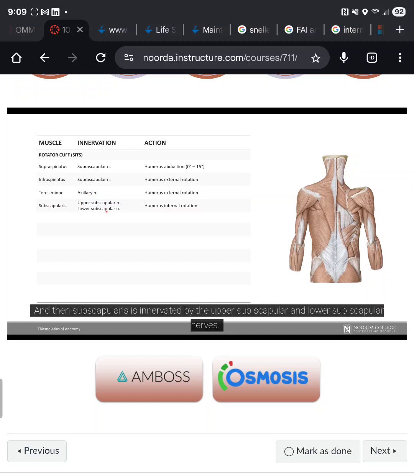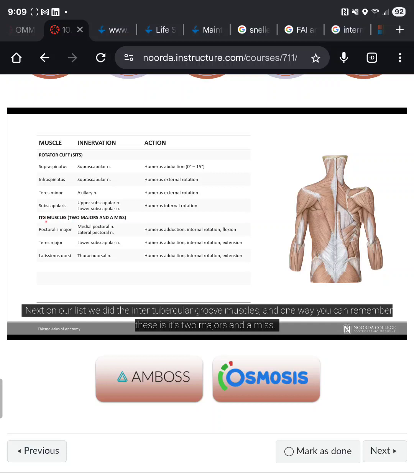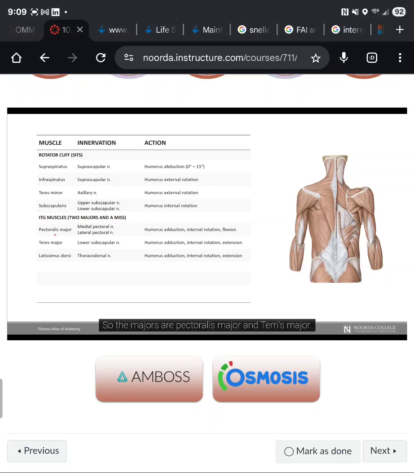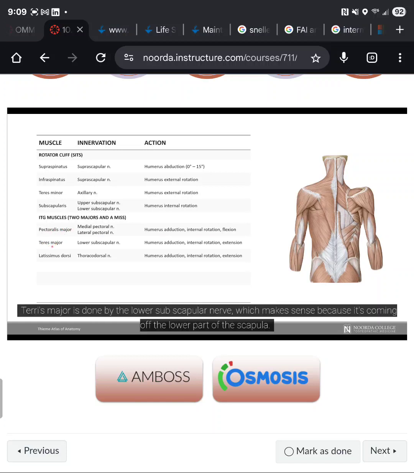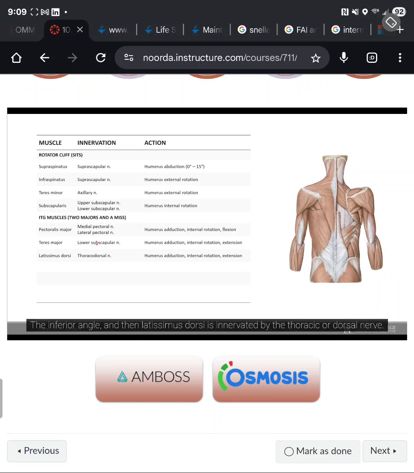Next on our list, we did the intertubercular groove muscles, and one way you can remember these is it's 2 majors and a minor. So the majors are pectoralis major and teres major. Pec major is innervated by medial and lateral pectoral nerves. Teres major is done by the lower subscapular nerve, which makes sense because it's coming off of the lower part of the scapula, or the inferior angle. And then latissimus dorsi is innervated by the thoracodorsal nerve.